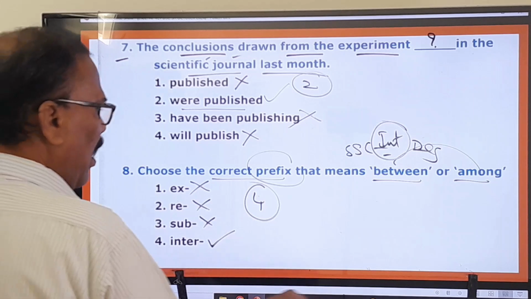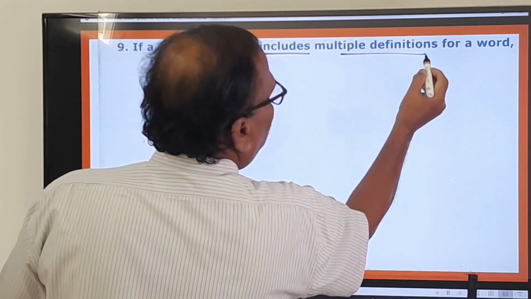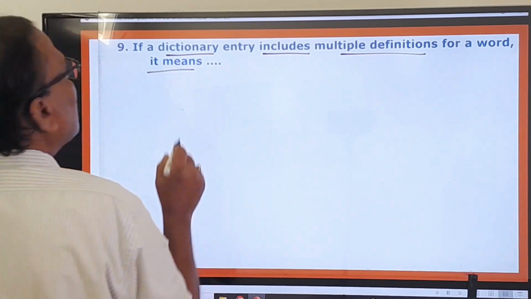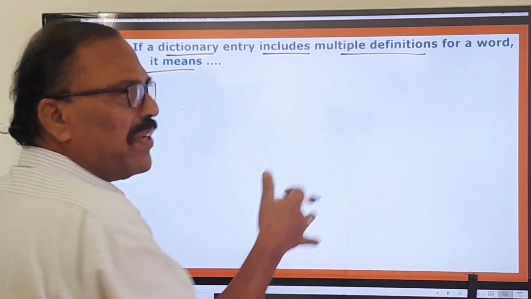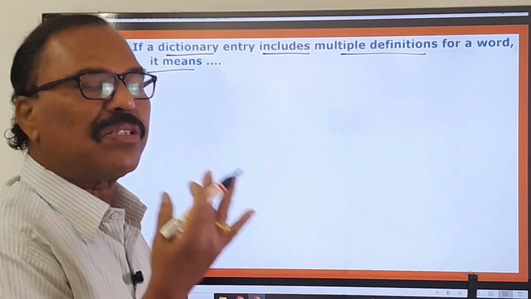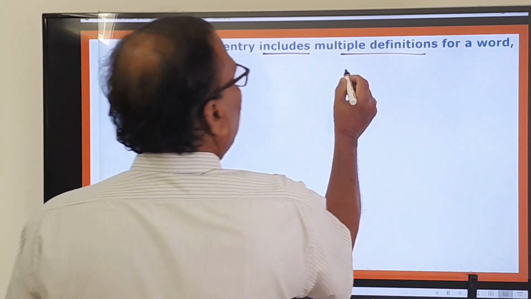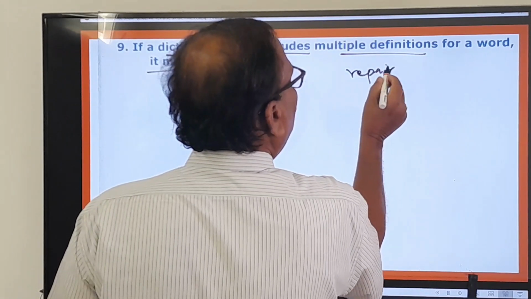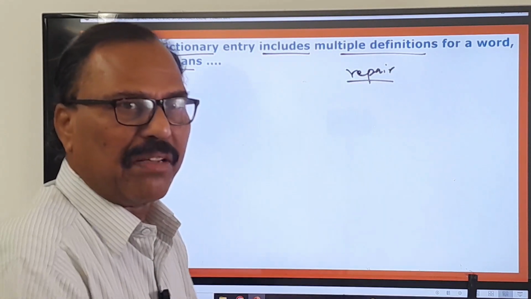Now you move on to the other questions. If a dictionary entry includes multiple definitions for a word, it means a word has got so many meanings. Okay, for example, repair is there. Repair, everybody knows about this. Repair means to fix the problem of something.